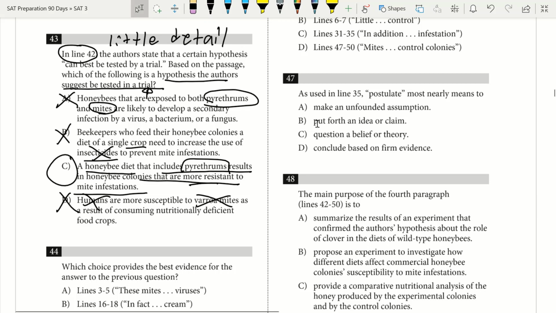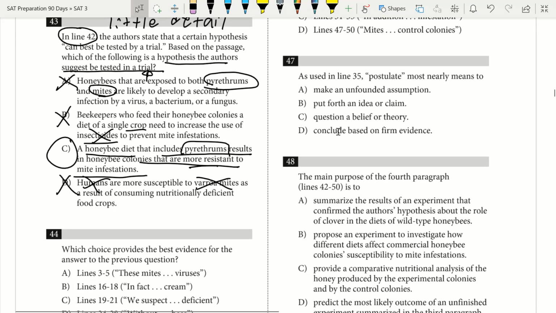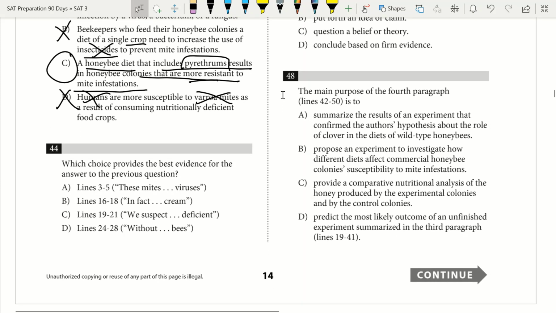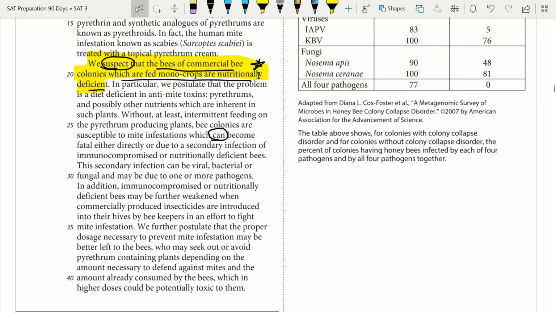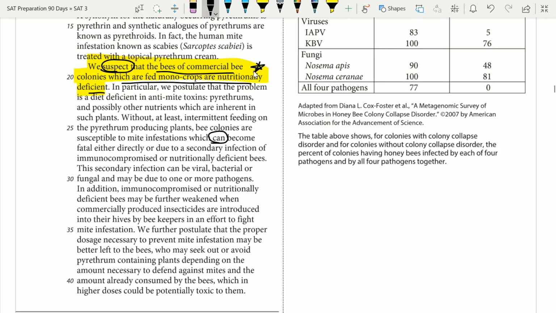All right, so the next question is evidence. So let's go ahead and find our evidence for that. If we're really talking about the honeybee diet, including pyrethrums, making them more resistant to mite infections, then we're really going to be looking for a spot where we talk about those mite infections and that relationship to pyrethrum. So we know that's right around here where we say, without at least intermittent feeding on pyrethrum-producing plants, bee colonies are susceptible to mite infestations, which can become fatal either directly or due to a secondary infection.